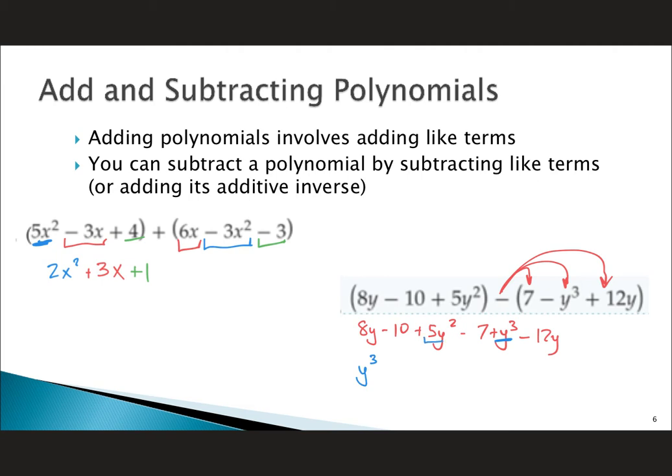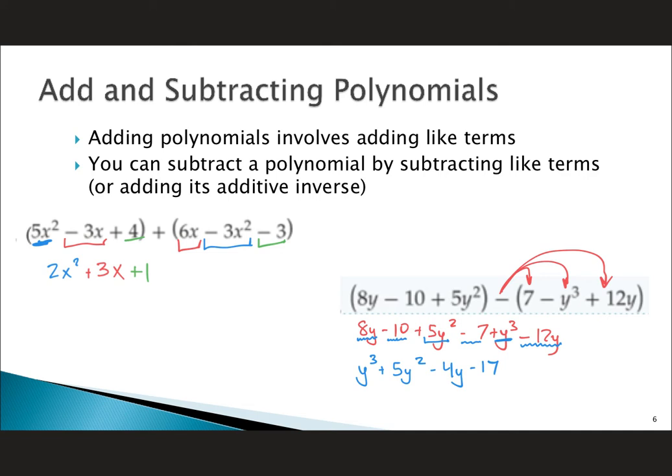My next highest power is y squared, and I don't have another one of those. So plus 5y squared. Then I have 8y, and I have negative 12y. 8y minus 12y is going to be minus 4y. And then last but not least, I have negative 10 and negative 7, which is going to give me a negative 17. Now notice how I only combined the like terms, the terms that had the same degree.